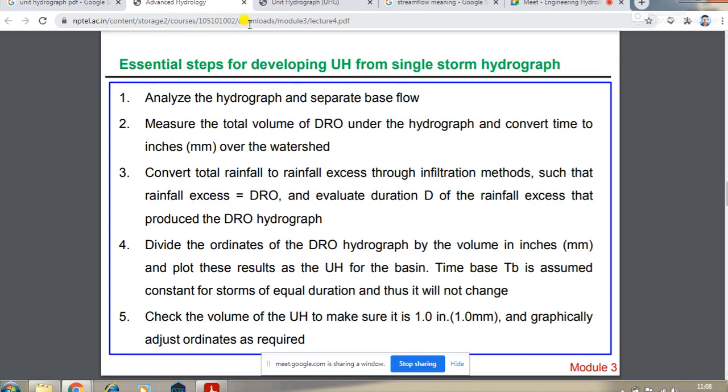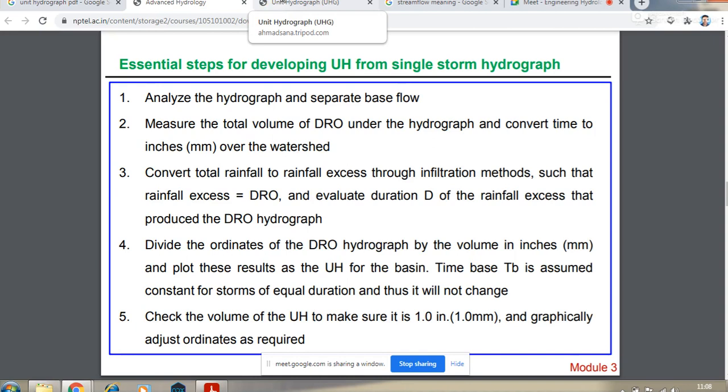Divide the ordinates of the direct runoff hydrograph by the volume in inches. So we have to divide the ordinate of the direct runoff hydrograph by the volume, okay, and plot the results as the unit hydrograph for the basin. Whenever you find it difficult, do not panic. I will show you the graphical representation of it later on. Then these things will be very, very clear to you.